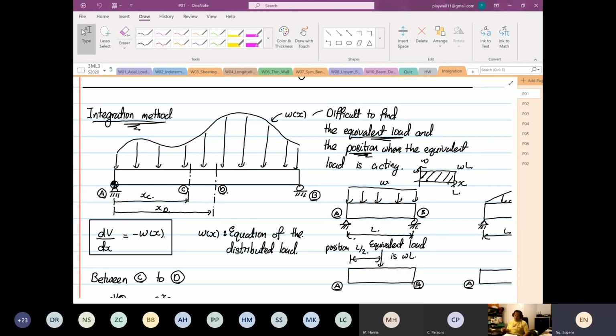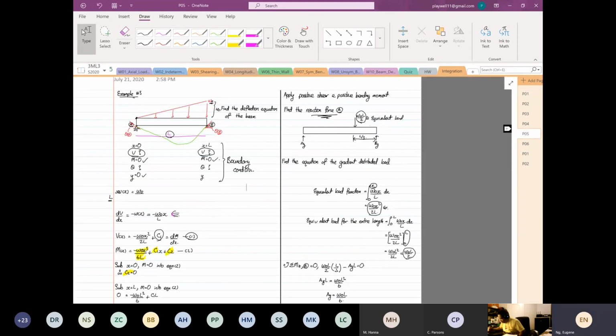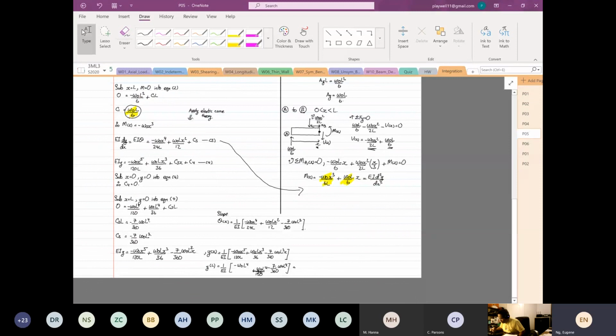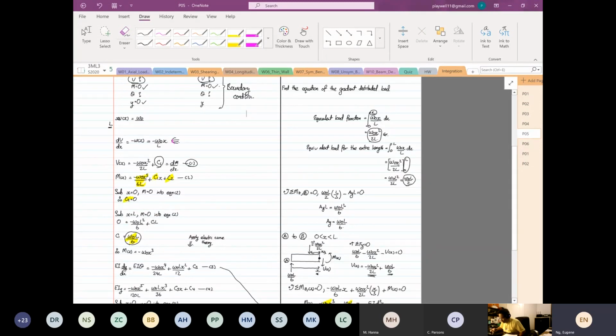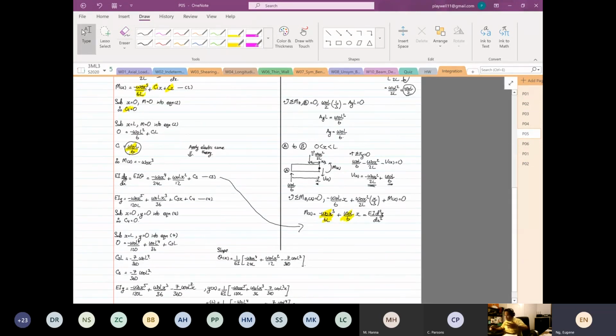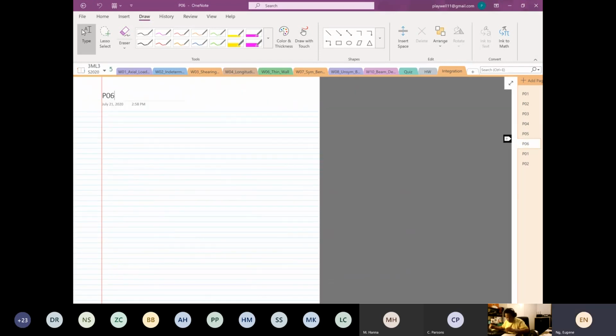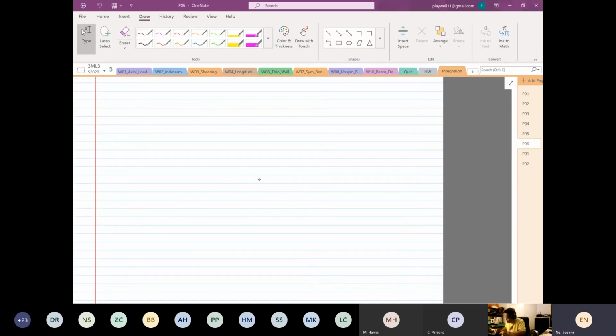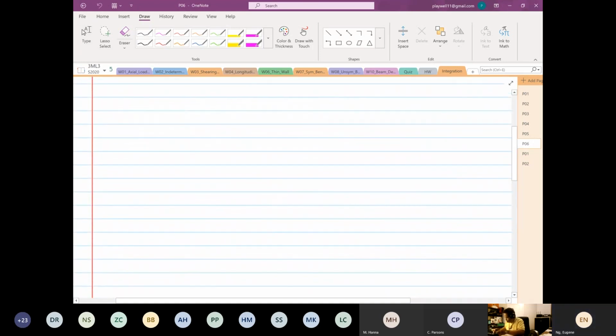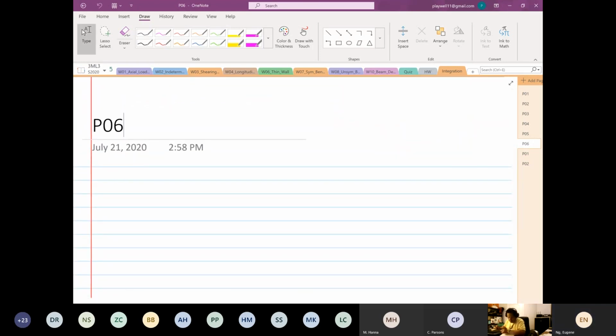Okay, now I'm going to do another example, example number 4. So far so good, right? This is pretty straightforward. It's just integrate here, integrate here, integrate here, integrate here. So we are going to look at another example, example number 4.